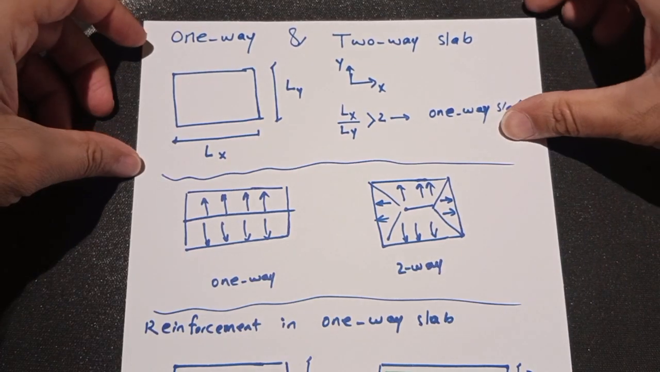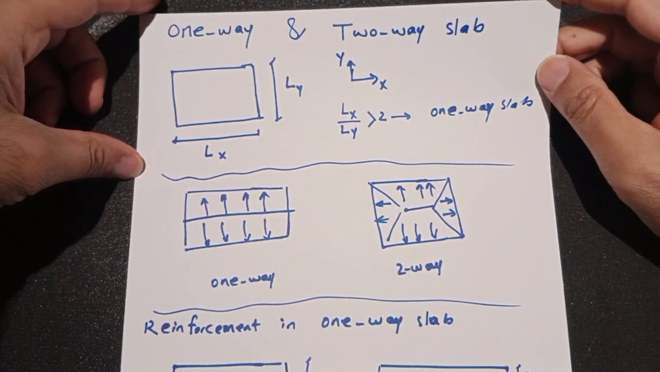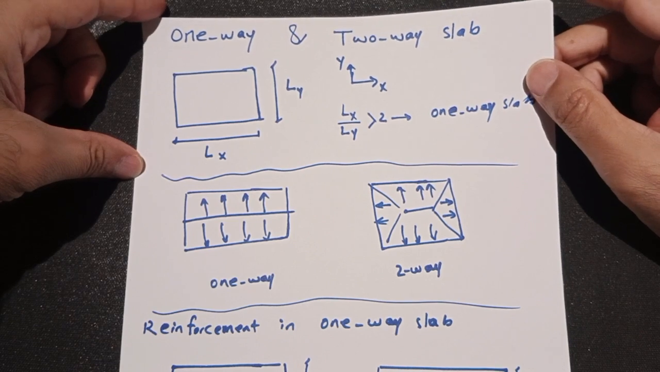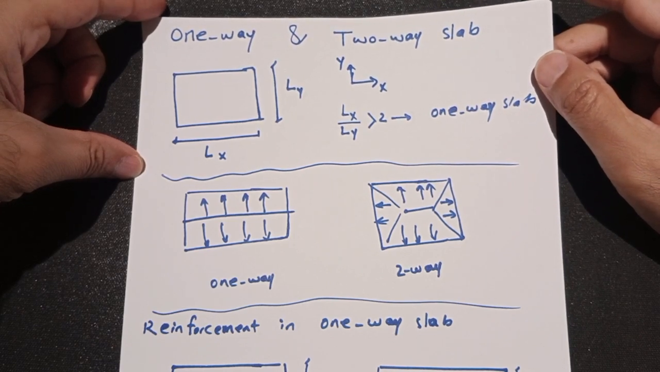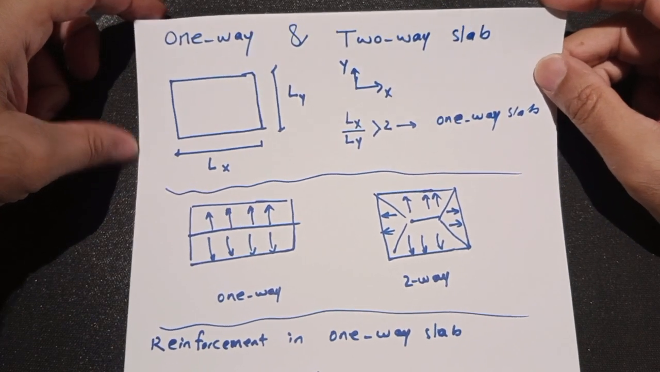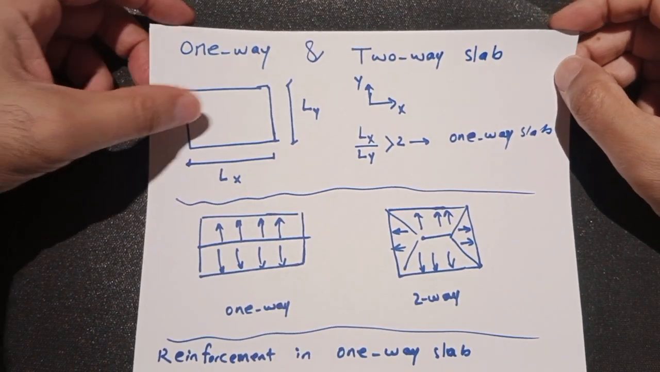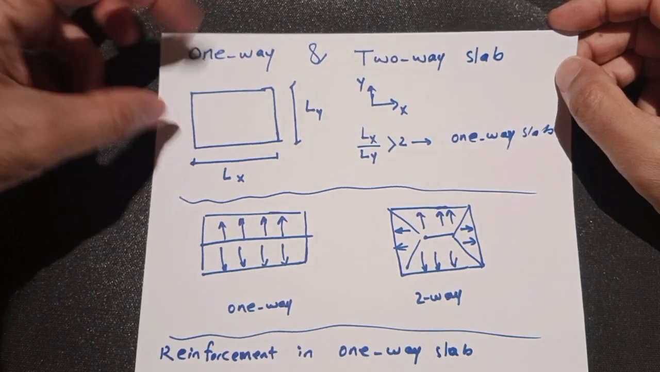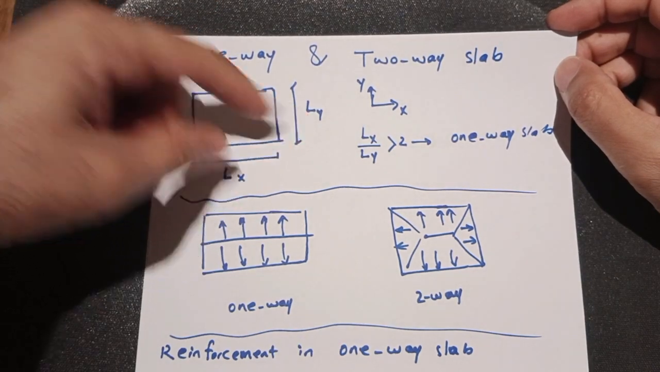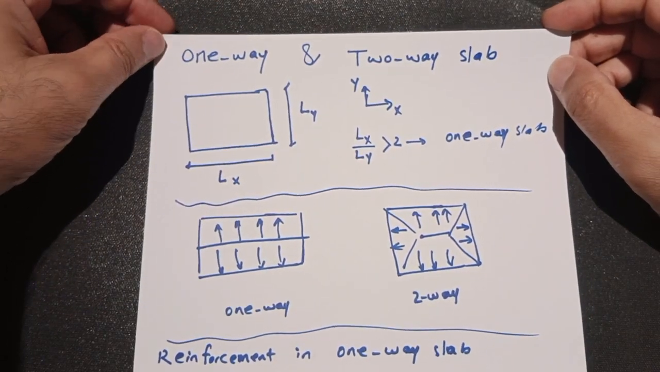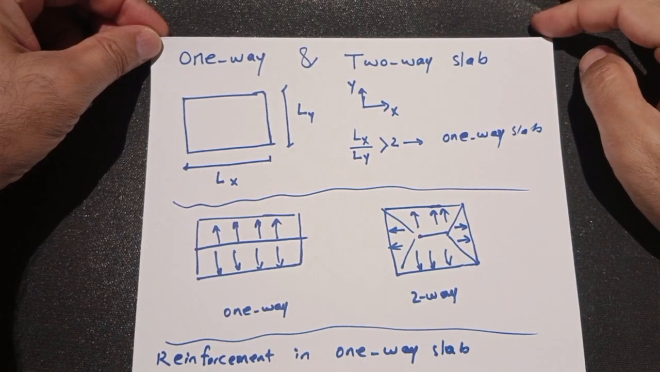Hello everyone, today I'm going to talk about slabs, one-way slabs and two-way slabs, and how we design each one. I show you a plan of a slab here. The long direction is Lx and the short direction is Ly in the x and y coordinate system.